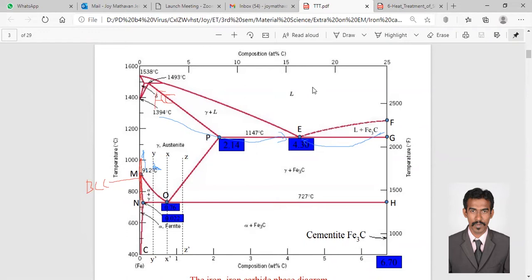Again, here we have the liquid phase. L means liquid. Liquid means it's completely melted. You know the melting point is around 1538, so this is completely melted. The region here is austenite, the region here is liquid. As I told you, the region in between will form the mixture of these two, so that means liquid plus gamma.